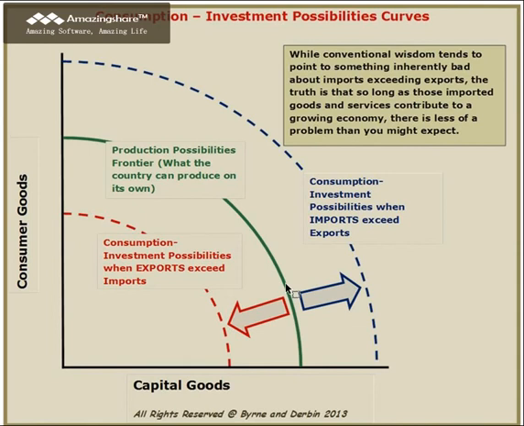Anyway, point being is that this is probably a decent depiction of what's going on in the U.S. Because we're able to import more than we export, and there are a variety of reasons why that has happened and why it continues to be the case, we're able to consume more than what we have along our production possibility frontier.